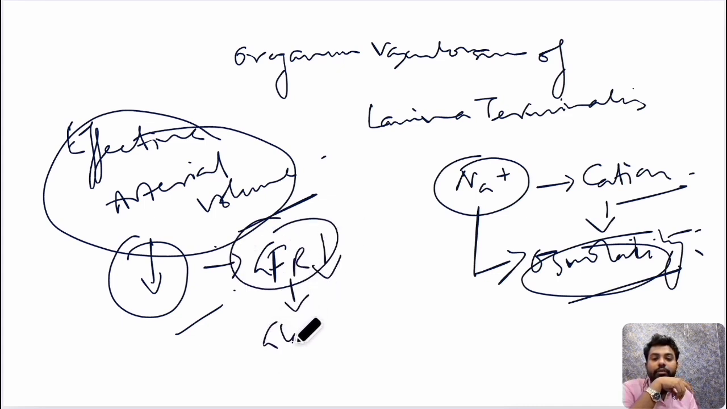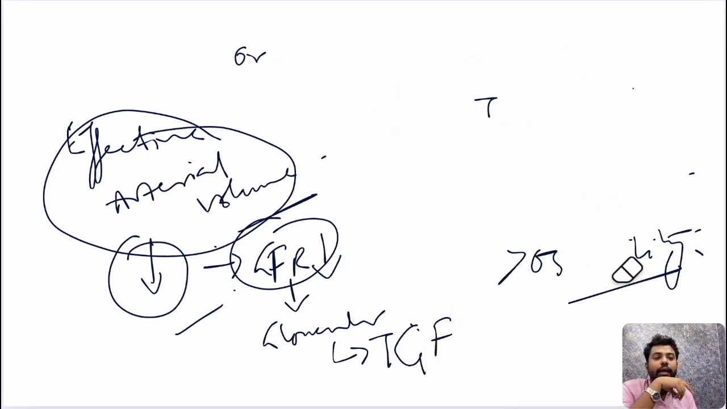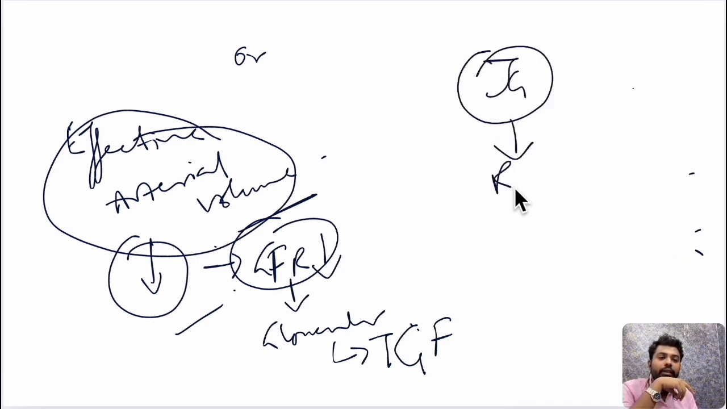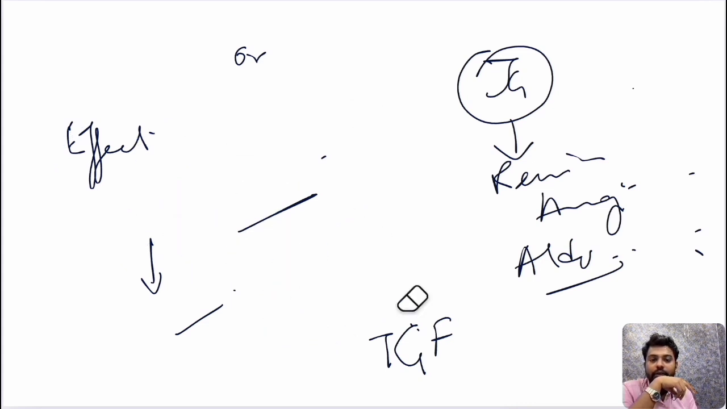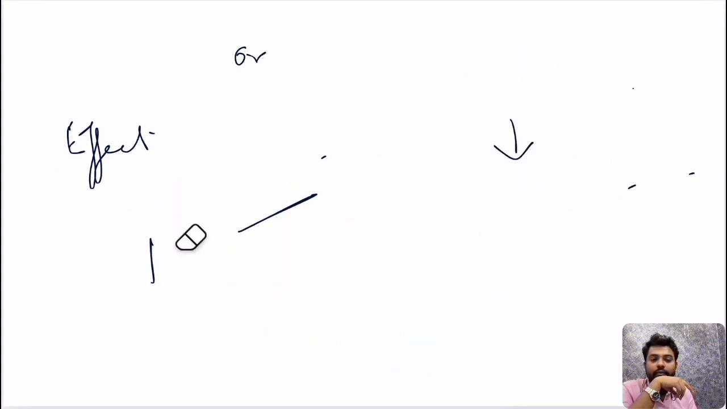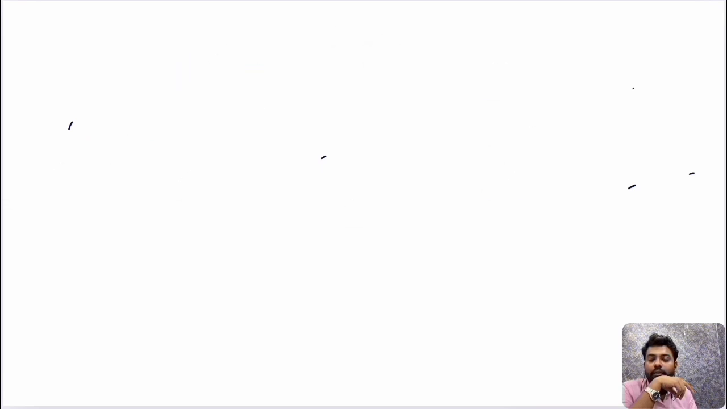It will be sensed by your glomerulus, and your tubuloglomerular feedback will start to work. Your JG cells will be stimulated, and the renin, angiotensin, and aldosterone system will work. So what will aldosterone, your renin-angiotensin system, do? It will work on your collecting duct and trigger aldosterone.